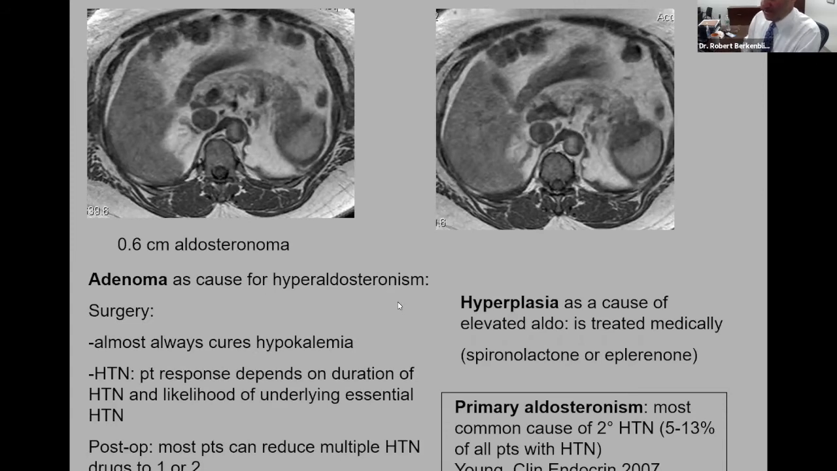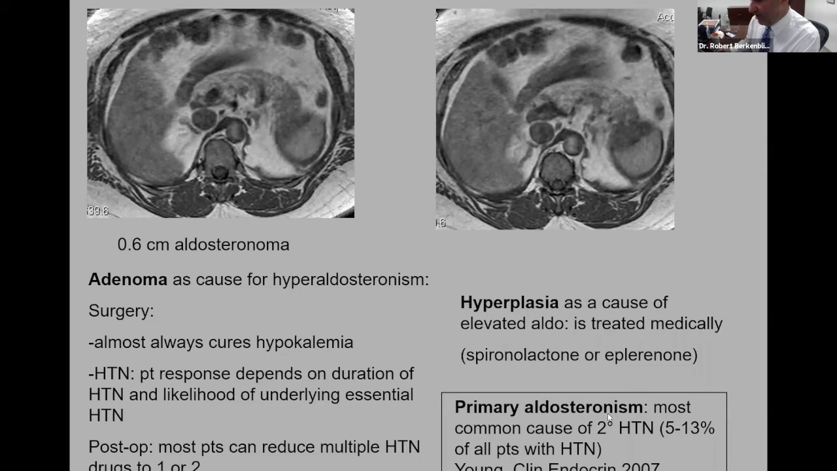With adenomas as the cause for hyperaldosteronism, surgery almost always cures the potassium abnormalities. And with regards to hypertension, the patient response depends on the duration of hypertension and the likelihood of underlying essential hypertension. But post-op, most patients can reduce their multiple antihypertensive medications to 1 or 2. In the case of hyperplasia as a cause for elevated aldosterone, this is typically treated medically.